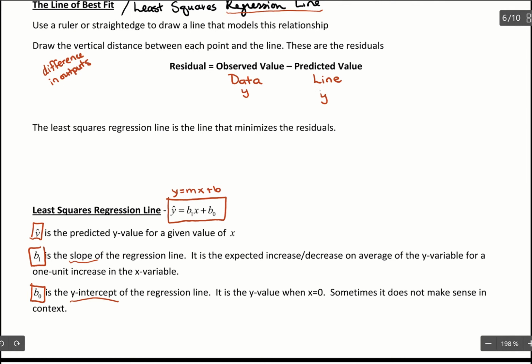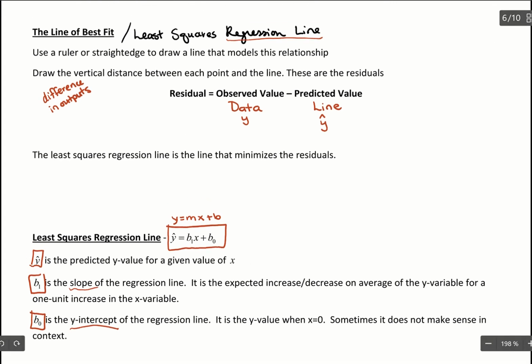So a residual is taking a y coordinate that we actually observe from our data minus what we predict from our line. And this describes a difference. It's a difference in outputs. It's also this difference between what was observed and what's predicted for our data.